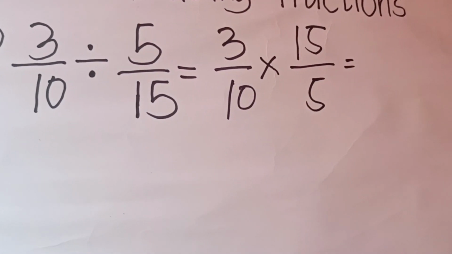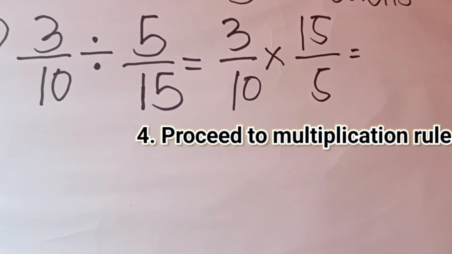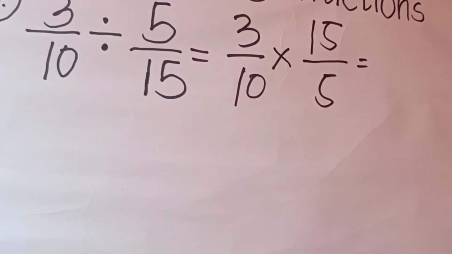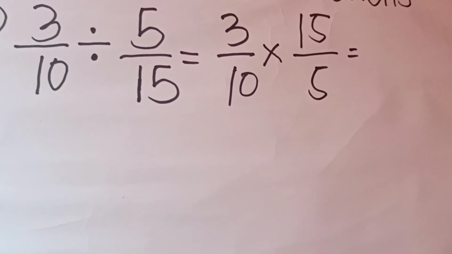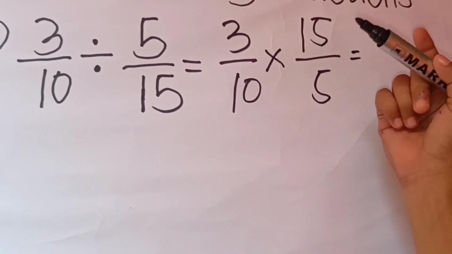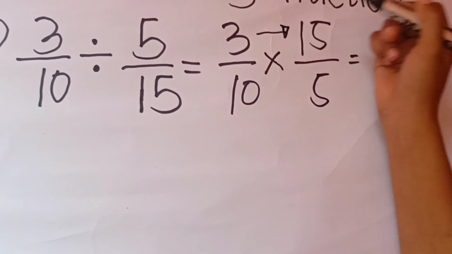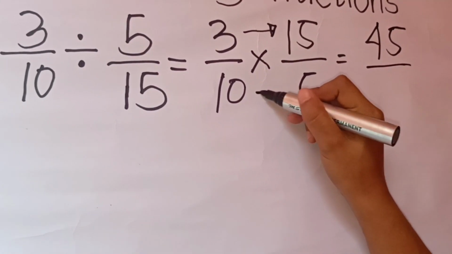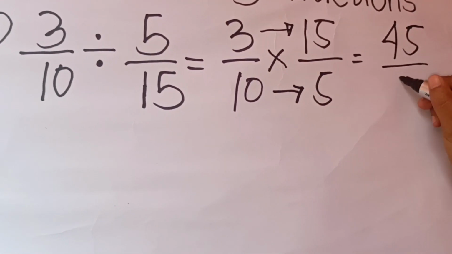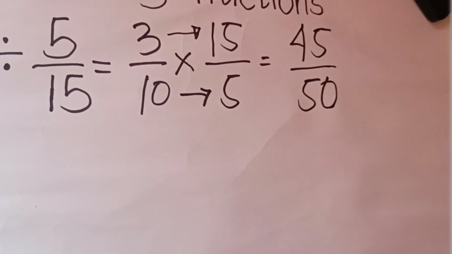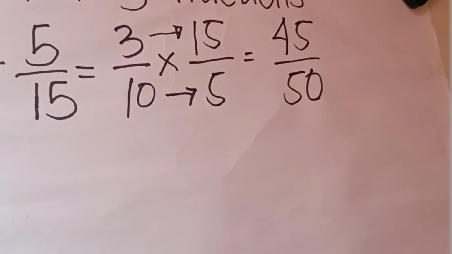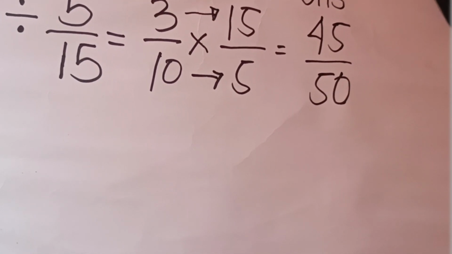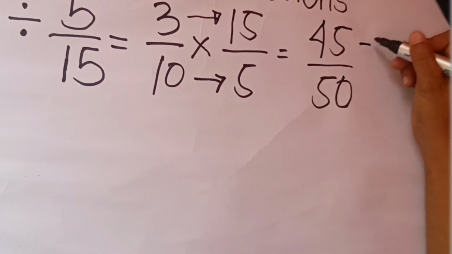So the next step, we will proceed to the multiplication rule. In this case, we can do a normal multiplication. We have 3 times 15 is equal to 45, and 10 times 5 is equal to 50. As you can see, we can still simplify 45 over 50 by dividing the numerator and denominator by 5.